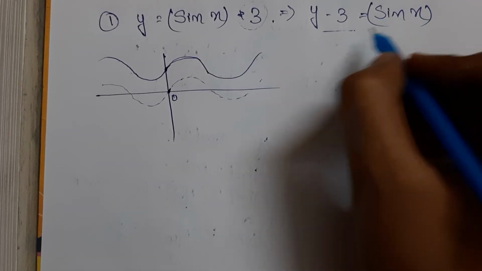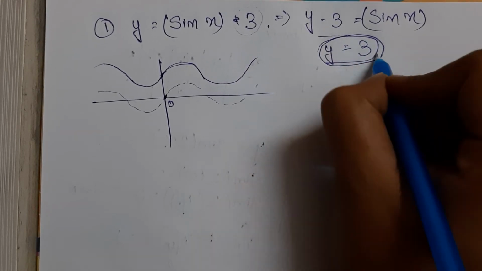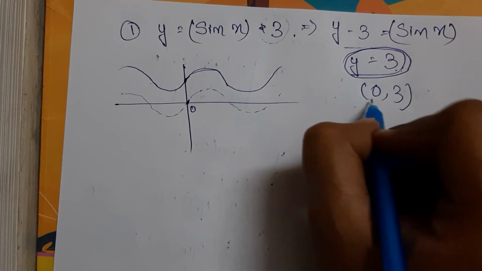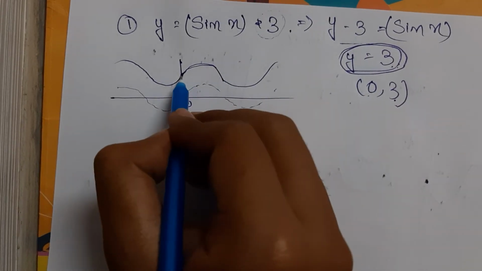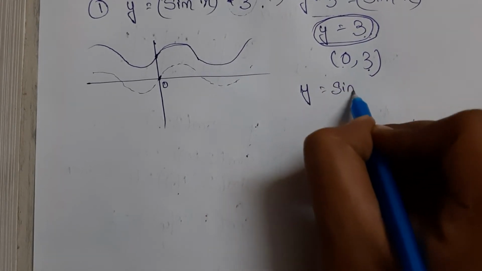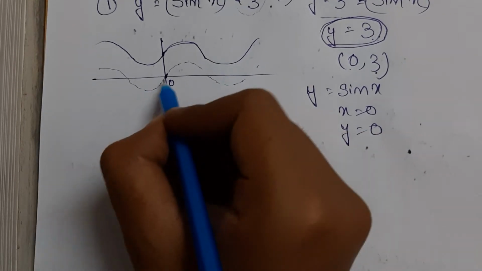If you get this as 0, y will become 3, right? So the origin now will become (0, 3). When x is 0, it will give 3. Earlier, when it was y is equal to sin x, when x is 0, it will give y is equal to 0, right?